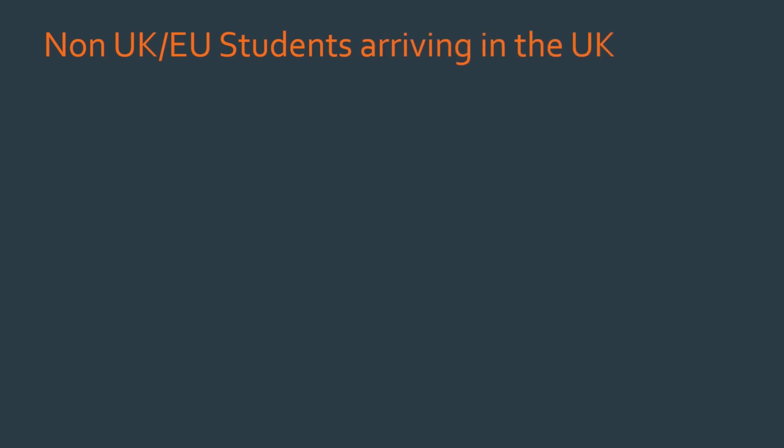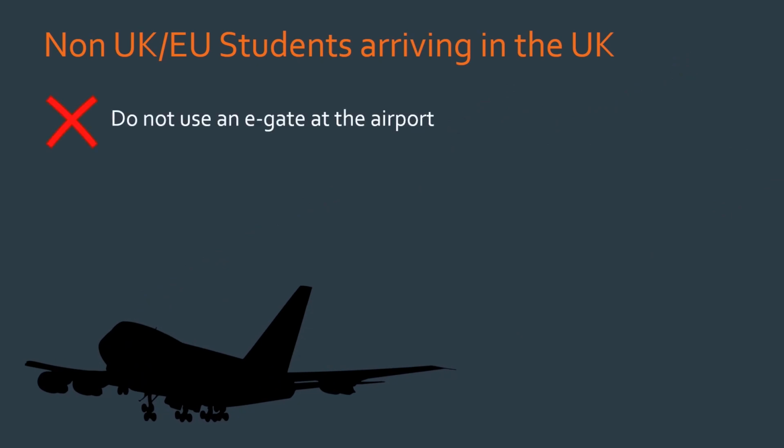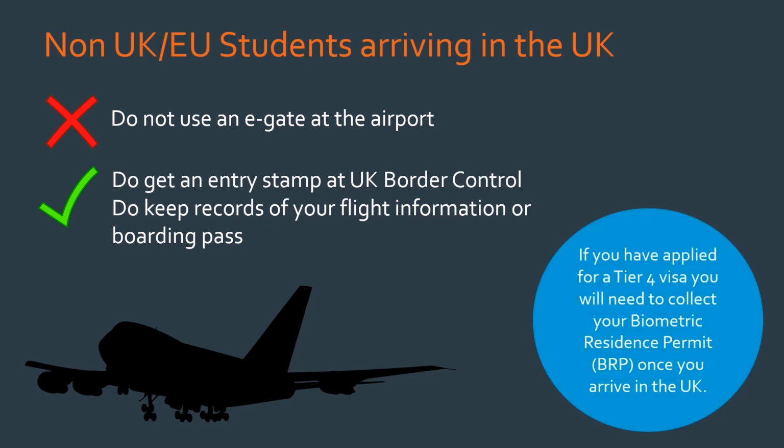If you are a non-UK or EU student arriving in the UK, it is really important that when you arrive at the airport, you do not use an e-gate as your passport will need an entry stamp by UK Border Control. We may also need to see your flight information or boarding pass as part of your ID check, so please ensure you keep a record of this. If you have applied for a Tier 4 General Student Visa, you will need to collect your biometric residence permit, your BRP, once you arrive in the UK.